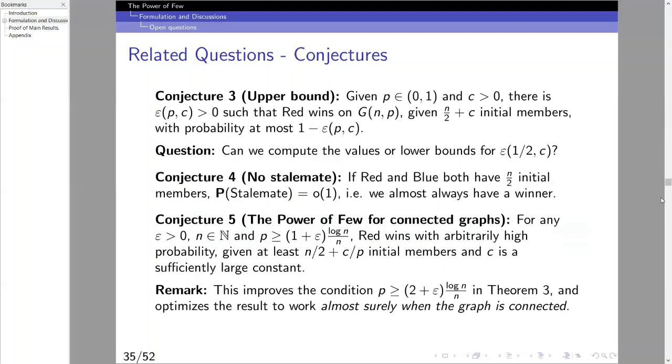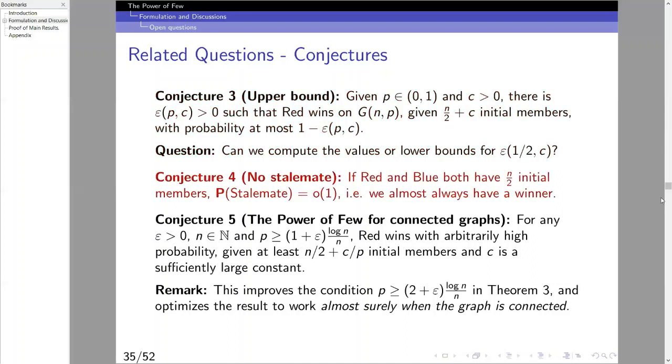And here we have a few related interesting questions. The first one is an upper bound on the probability that red wins. So we know that it can be very close to 1, but we strongly believe that when c is a constant, there's also a constant bound on the probability that red wins. And we also want to compute this when p is 1/2.